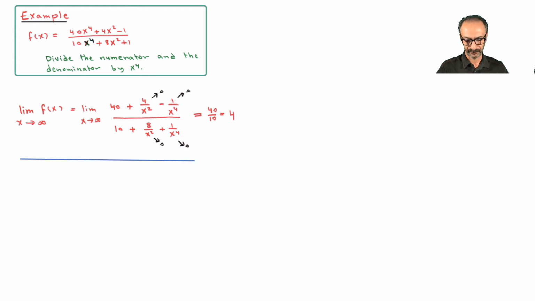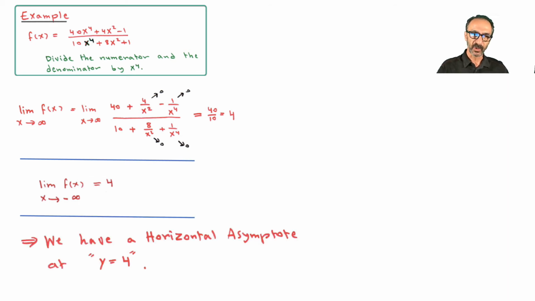Now, going to the left as x goes to negative infinity, same steps, same idea, it's going to be 4. Which means we have a horizontal asymptote at y equals 4.